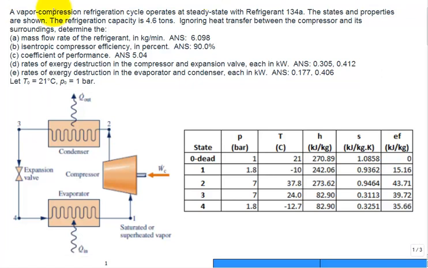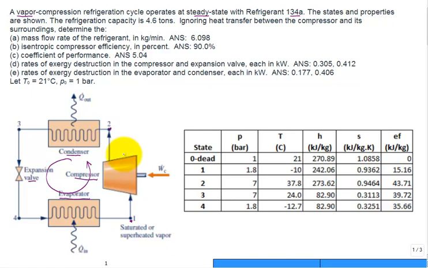So let's go ahead and solve this problem. We have a vapor compression refrigeration cycle operating at steady state with refrigerant 134A. Down here they give us the schematic. So you have the evaporator, then the compressor, then the condenser, then the expansion valve, and the flow is going in that direction. So state 1 is typically saturated or superheated vapor.